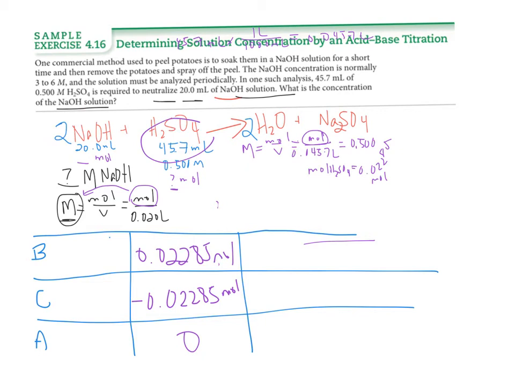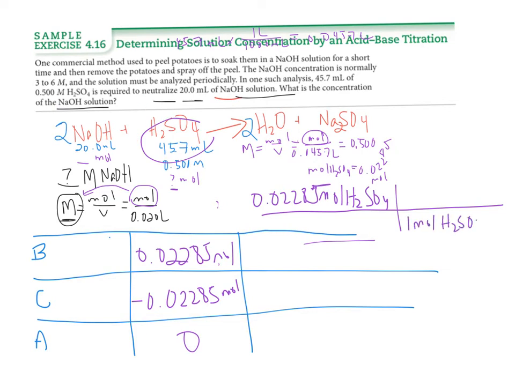So if we are going to start with 0.02285 moles of H2SO4, using the train tracks, we're going to multiply that by a molar ratio. And the molar ratio comes from the coefficients. For every 1 mole of H2SO4 that we have, we need 2 moles of NaOH. These moles cancel, so now I'm going to multiply 0.02285 times 2 divided by 1 to get how many moles of NaOH I will need.